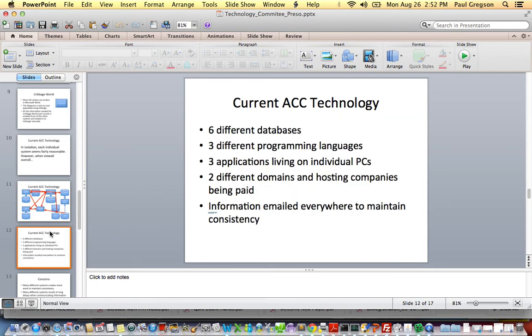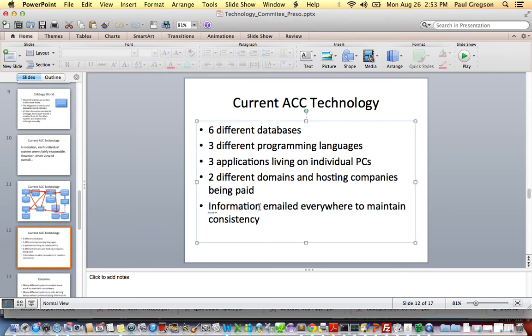And so, looking at it holistically, we've got 6 different databases. We've got 5 different applications written in 3 different programming languages. We've got 3 applications living on individual PCs: the membership system, the MRP system, and Cribbage World. We've got 2 different domains and hosting companies that we're paying for our different websites.